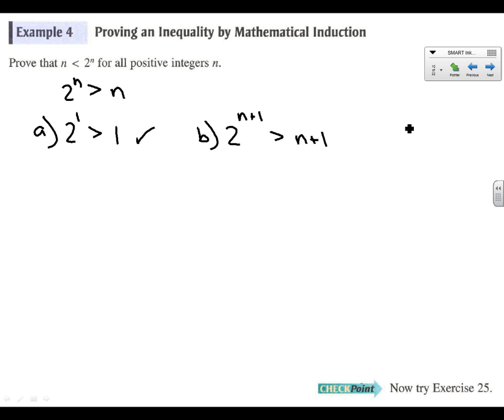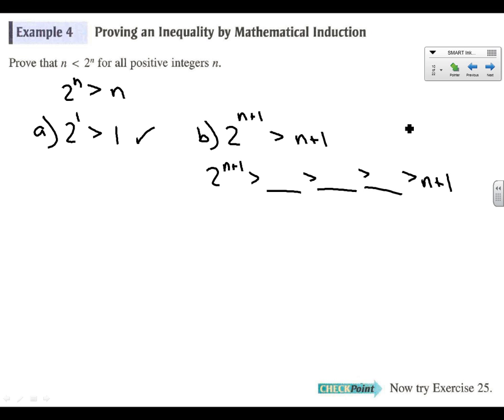Okay? All right, so as we walk through this, what we can do here is, if we can prove that 2^(n+1) is greater than something, which is greater than something else, which is greater than something else, which is greater than n plus 1, we'll have proved that it all works out. So we need to see if we can split this up and figure out what this is greater than.